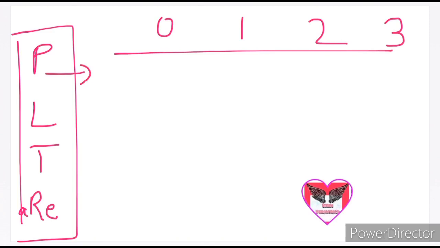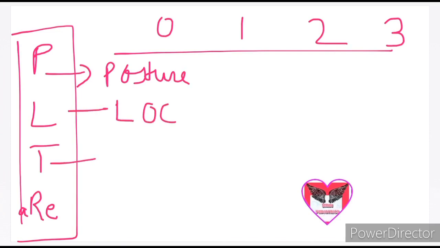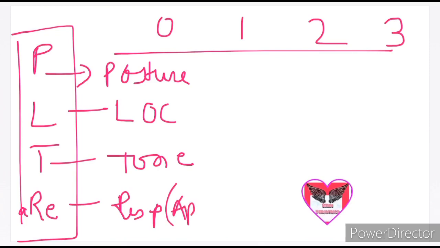So P for posture, L for loss of consciousness, T for tone, and R for respiration, apnea.